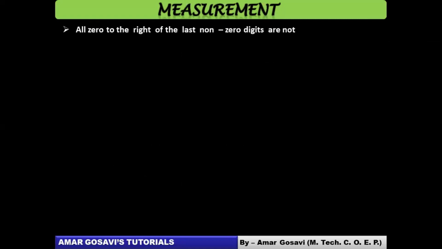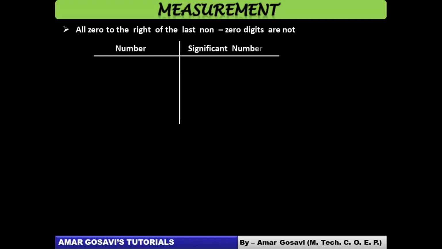Very interesting. Okay, be focused now. The next rule says: all zeros to the right of the last non-zero digit are not significant. It's a complicated statement. With the help of some examples, we would be able to understand what's there in the statement. All zeros to the right of the last non-zero digit are not significant.